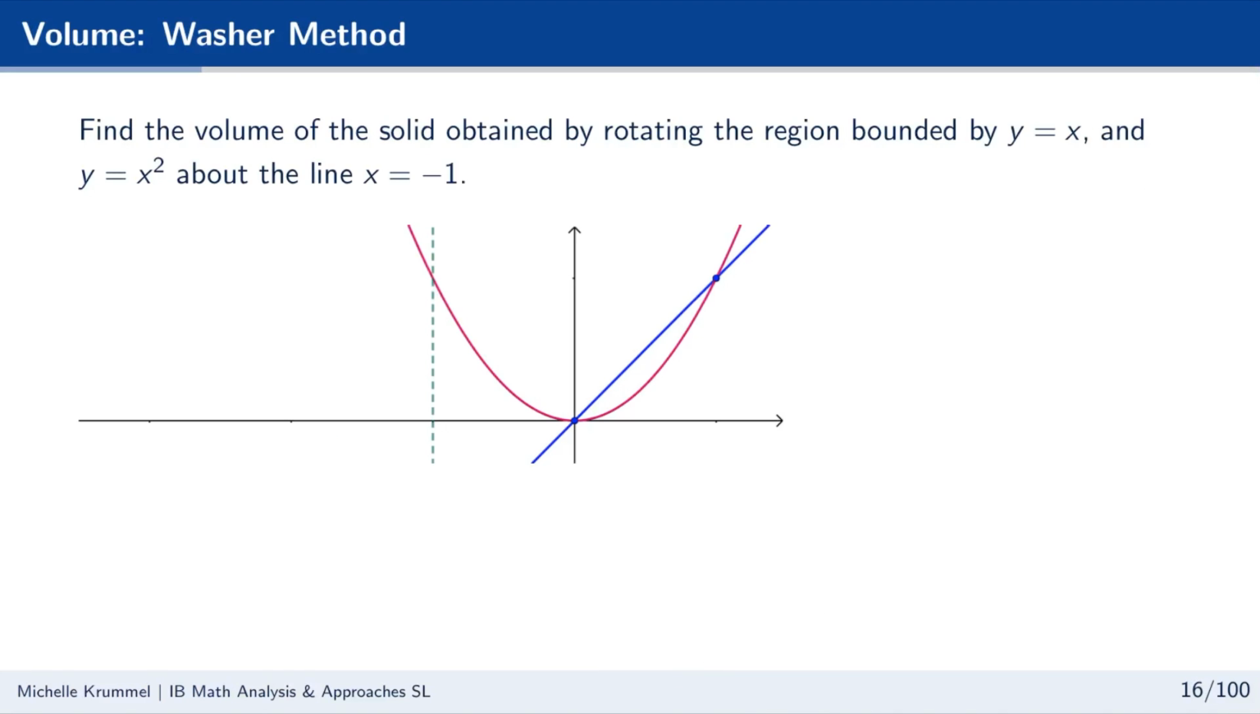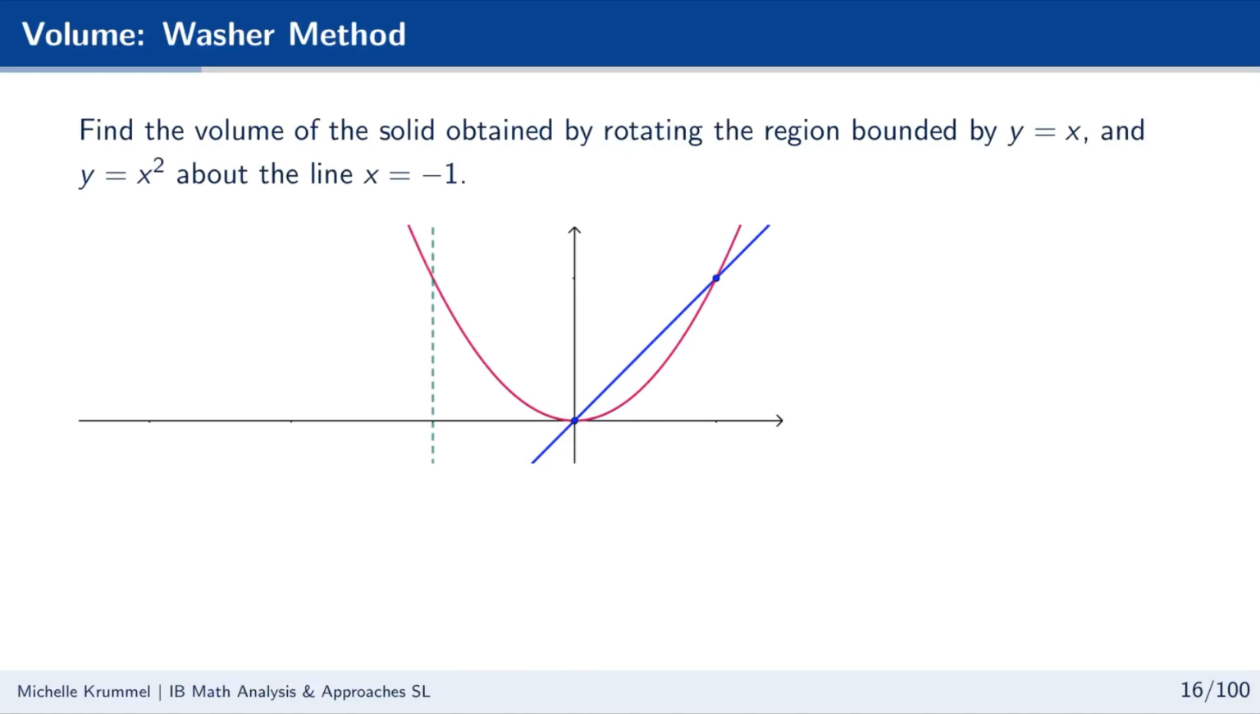Okay, our next example, we'll find the volume of the solid obtained by rotating the region bounded by y equals x and y equals x squared. So same region we were looking at before, but this time we're going to rotate around the line x equals -1. That would be this line right here, x equals -1. We're going to rotate around that line.